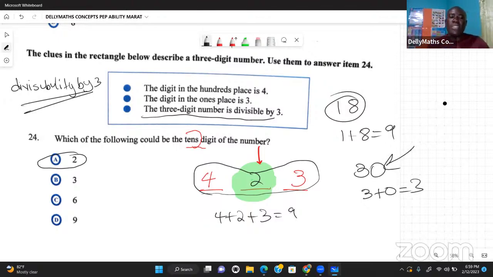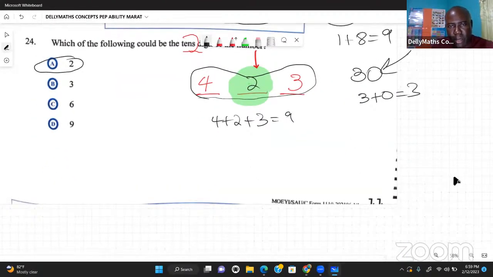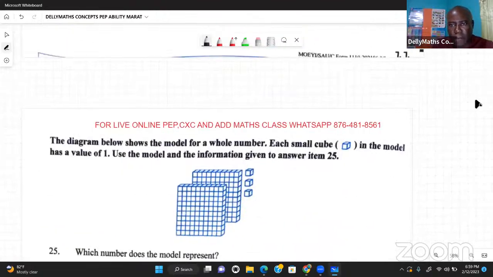If you say yes, that means 3 can go into 30 as well. So when we're talking about divisibility by 3, I don't need to divide out the number. I can just check the digits to see if the sum of the digits is divisible by 3, then yes, you could take it and go. All right? So 2 would have been the response there. We get that. Let's go for the next one.